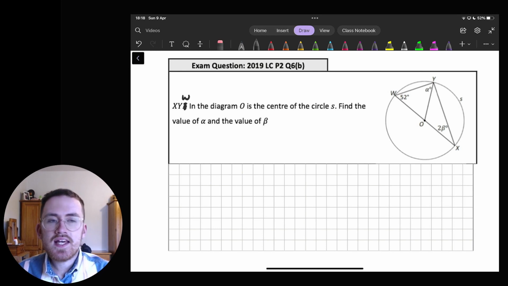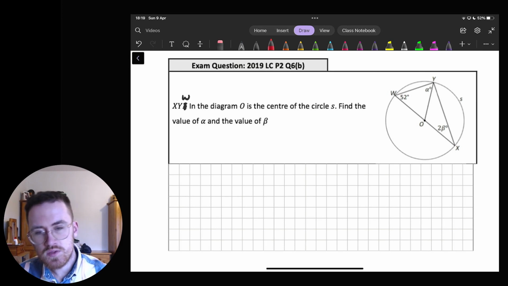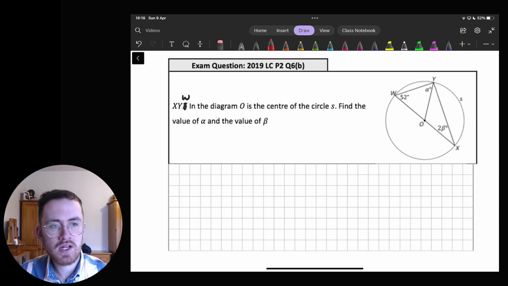So this is the centre of our circle, and we want to find the value of alpha and the value of beta. So we have a few different aspects to work out here. Now, one of the first things we're going to have to look at, and this is something that comes up in a lot of questions, is the radius of a circle.